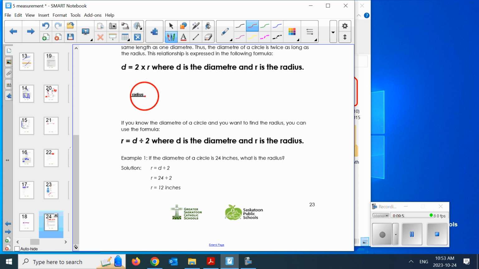Do you guys remember pi? The number is 3.14159, but just use 3.14. It goes on and on. Your calculator might even have a button so you don't have to type it in.